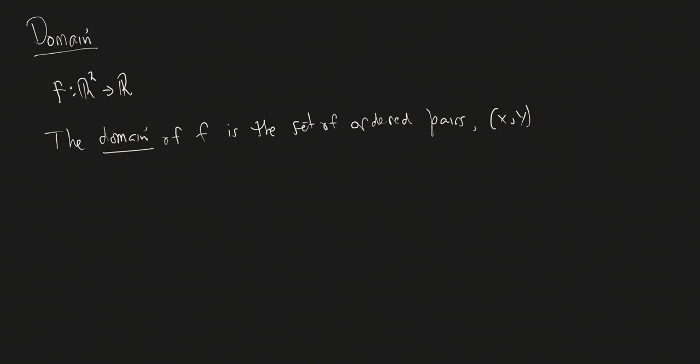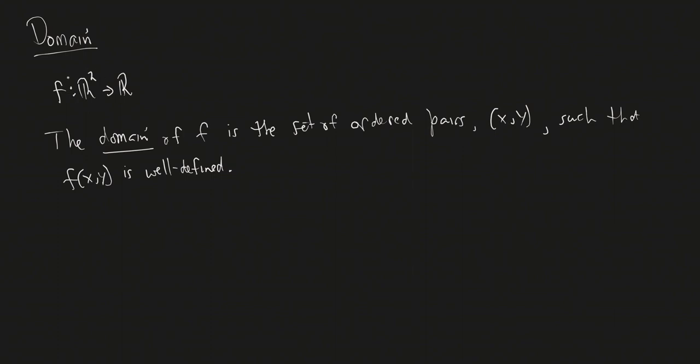So the domain of functions of this form is a set of ordered pairs x, y such that f of x, y is well defined. Without oversimplifying, what it basically means is, can we identify all the ordered pairs that we can evaluate in this function and get a real number, right?